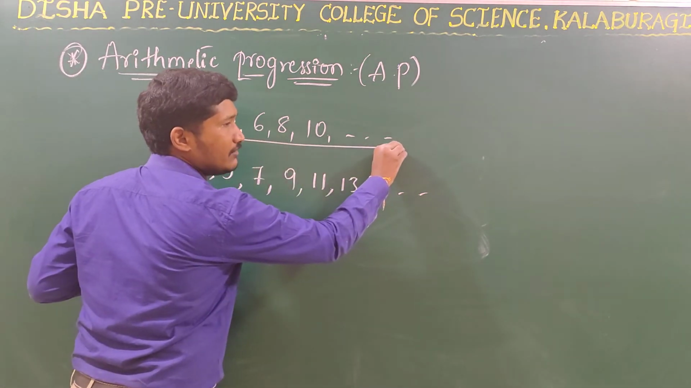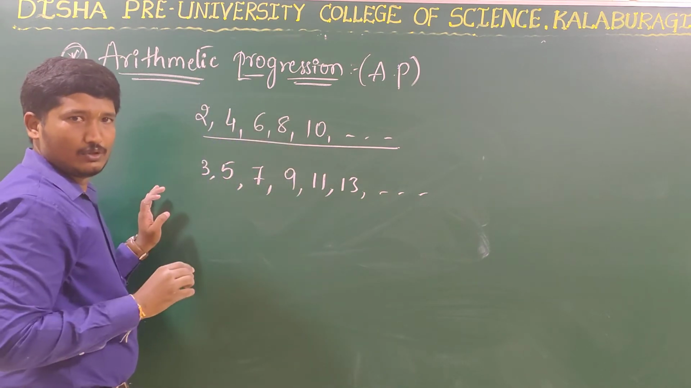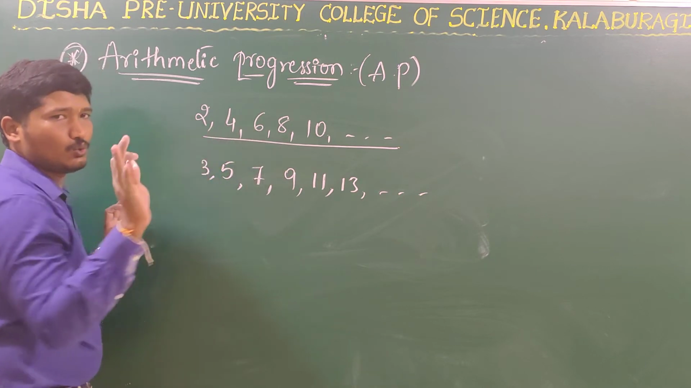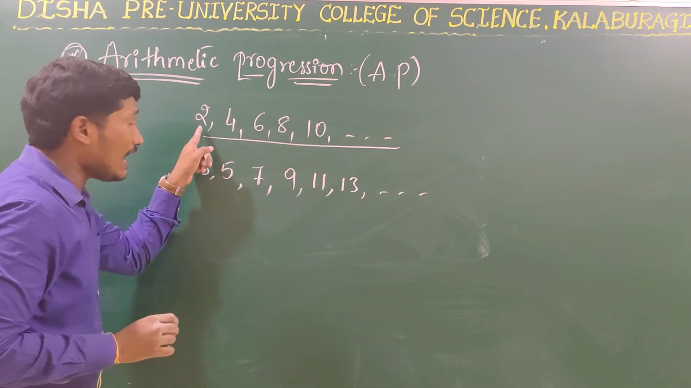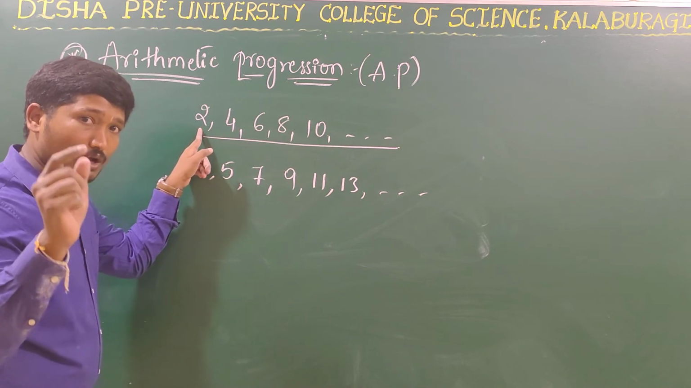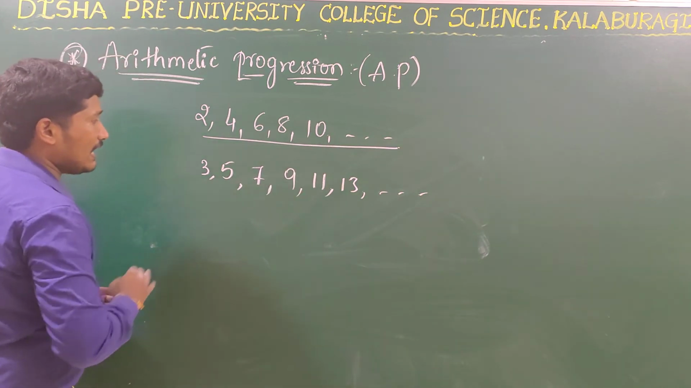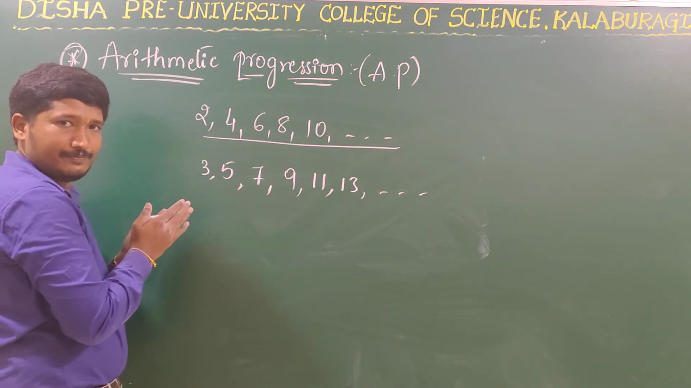Now see, the original sequence is an arithmetic progression. We know that. Why? Because the common difference is what? 2. Now check for this. I have added a constant number or a fixed number to this arithmetic progression, and I have obtained a new progression here, right?